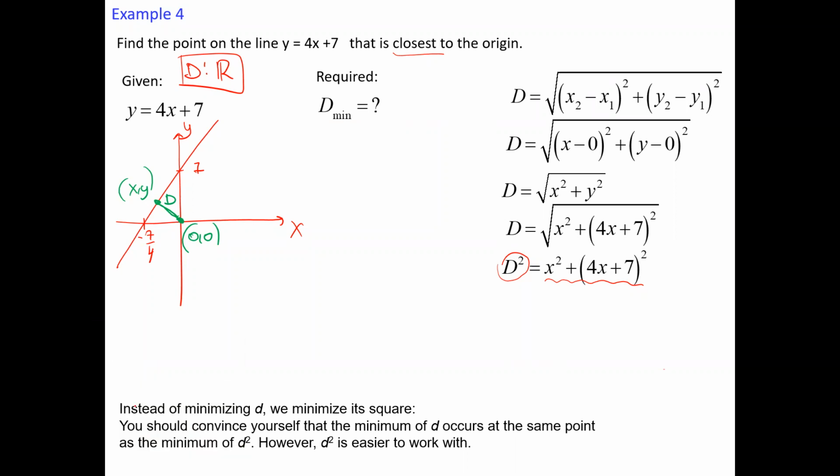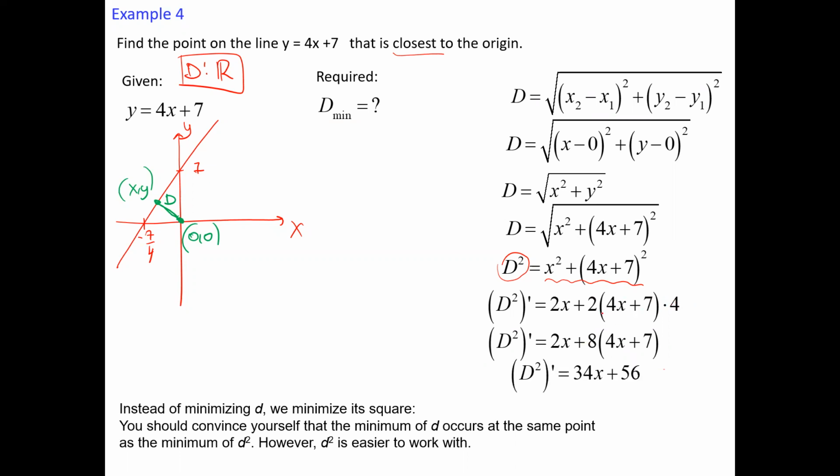Let's see. We need the derivative. Let's differentiate. The derivative of our function is: derivative of x squared is 2x. Then the derivative of the quantity 4x plus 7 squared is 2 times 4x plus 7 times 4, where 4 is the derivative of the inner function. And when I distribute, 2 and 4 is 8. Then 8 times 4 is 32, plus 2, 34. 8 times 7 is 56. That's the derivative.